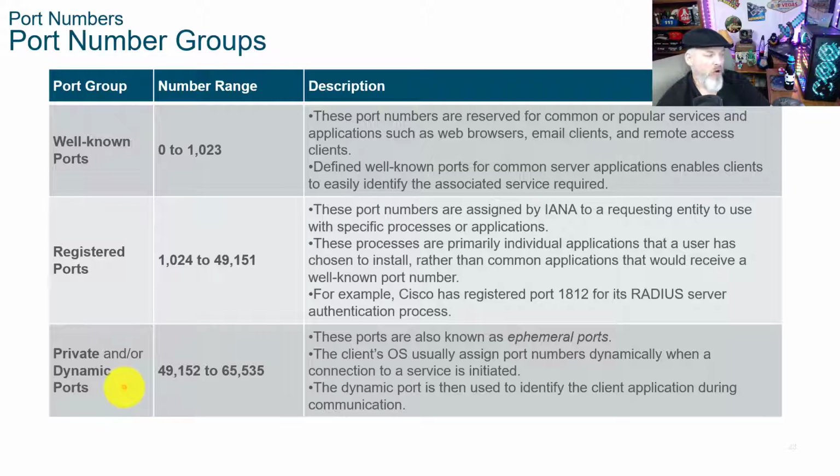And then we have private or dynamic ports, and those go from 49,152 all the way up to 65,535. We're going to back up. Then we have private and dynamic ports, 49,152 to 65,535. The client's OS usually assigns port numbers dynamically when a connection to a service is initiated. The dynamic port is then used to identify the client application during the communication.